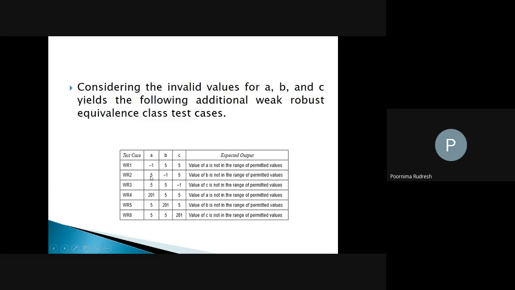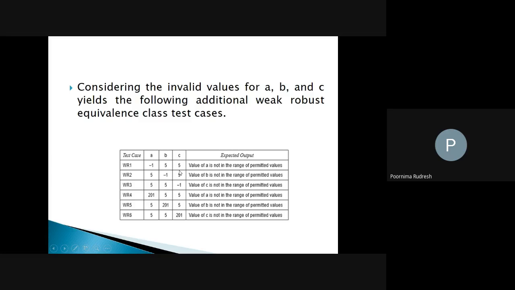So the value of A is equal to -1 and that is treated as the invalid value, then what will be the expected output? Value of A is not in the range of permitted values. Similarly, if you consider it for B, that is -1, then B is not in the range. And for the third case, it is C is -1, then we say that C is not in the range.